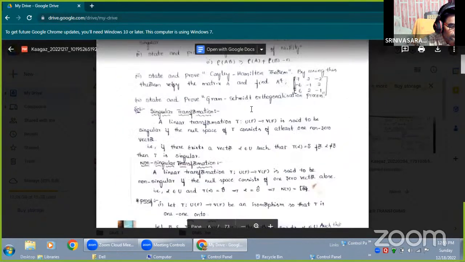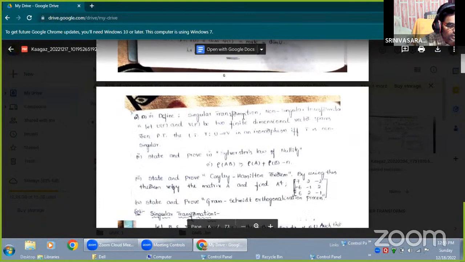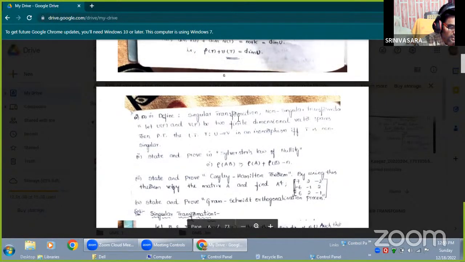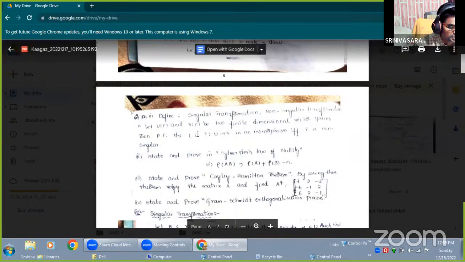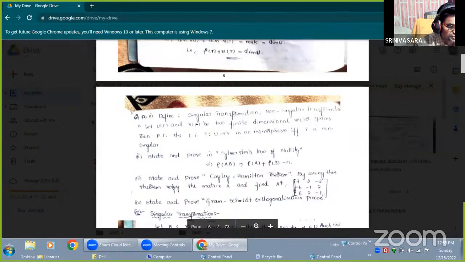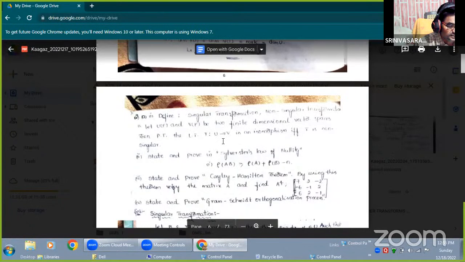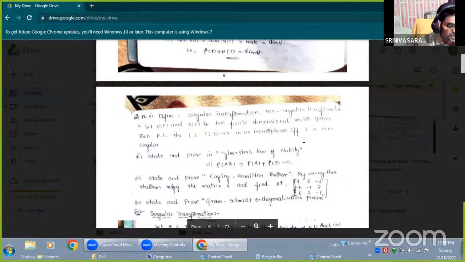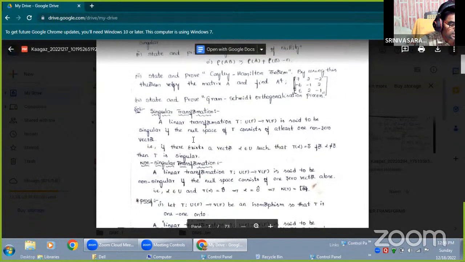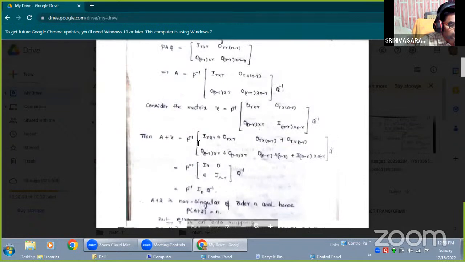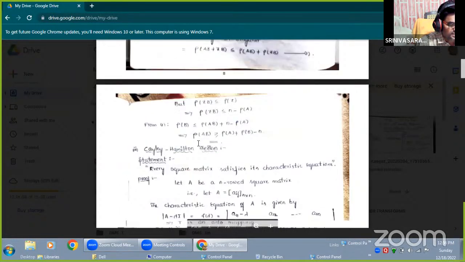Now, define singular transformation. This is also the linear transformation presentation: define singular transformation, non-singular transformation, and according to those definitions, you have to prove that a transformation is an isomorphism if and only if it is non-singular. This theorem is also very important. We will explain it in the next session.